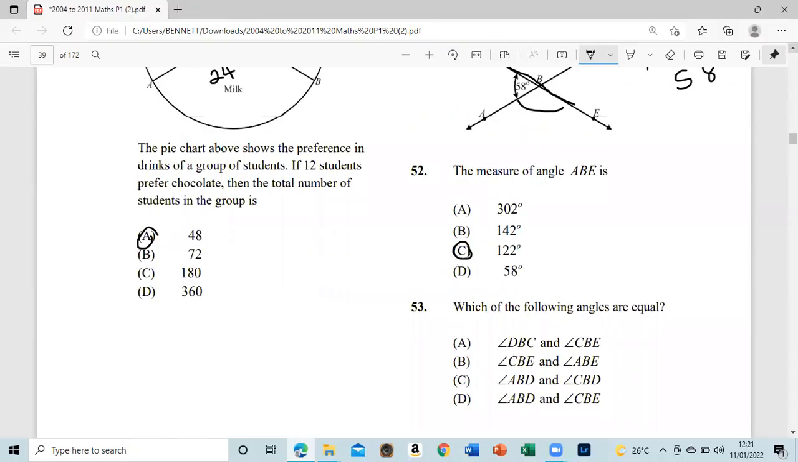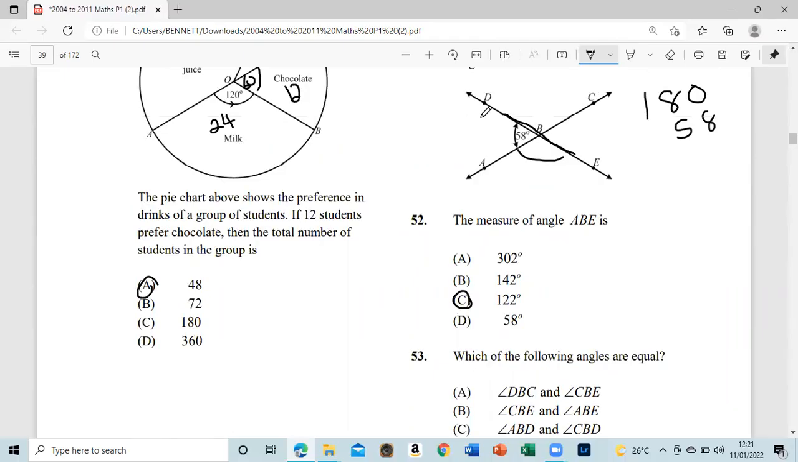So DBC and CBE. DBC, no, that's not correct. It's not equal. Vertical opposite angles are equal, so this is basically 58 also. How much do you get this to be? 122.